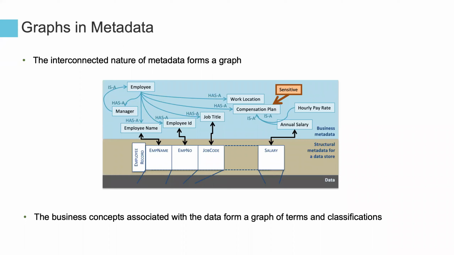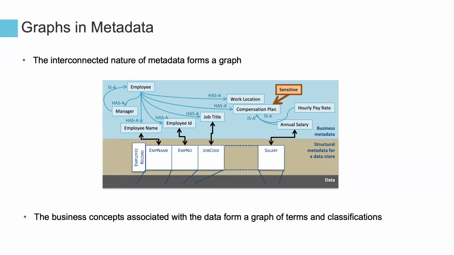So you can represent choice at the logical business level. And very importantly, where we have something like a compensation plan, we can classify that. So we can associate a classification with the compensation plan term and say, hey, this is sensitive information. So if someone is querying this data, you don't just go divulging everybody's salary to anyone who's querying the data.